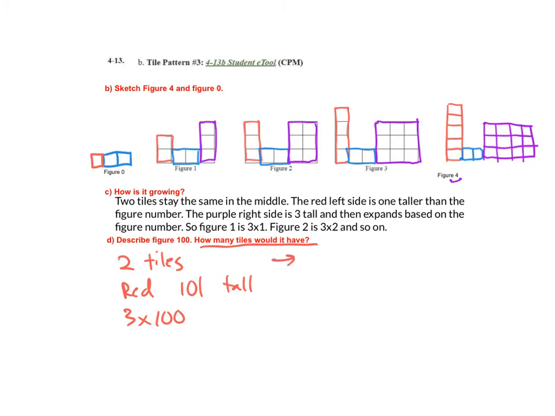Well, I'd have my 2 tiles from the blue. I'd have 101 from the red. I'd have 3 by 100 from the purple. So that would be 300 tiles in total. So when I add all that stuff up, I would end up with 403 tiles in total for figure number 100.